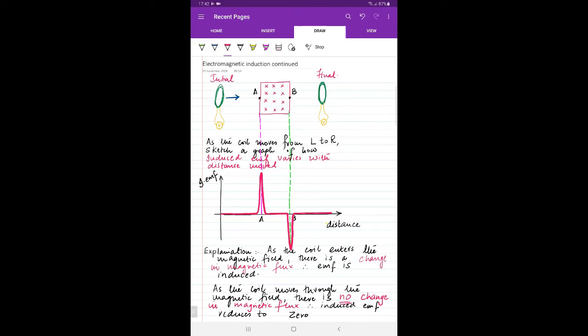So yes, from zero, the voltmeter deflects momentarily in one direction, something like a heartbeat, huh? And then returns to zero, stays at zero for a while, and then right at the point of exit, once again, there is a sharp spike, this time in the opposite direction, and then again the reading goes back to zero. So keep in mind, it's the change in cutting effect or the change in magnetic flux which induces EMF.